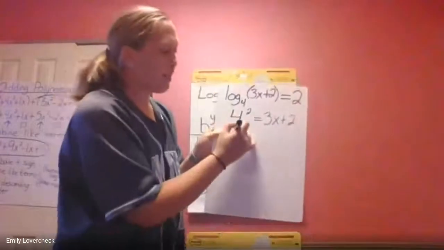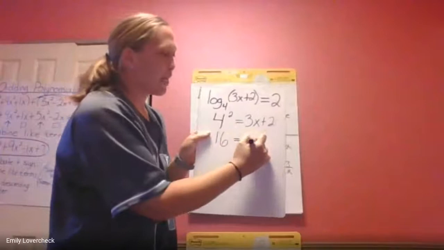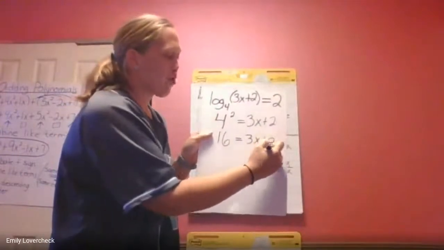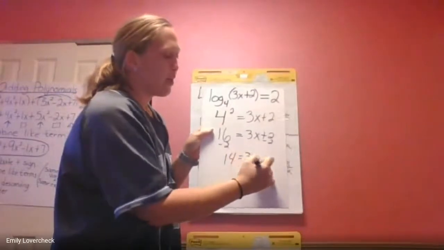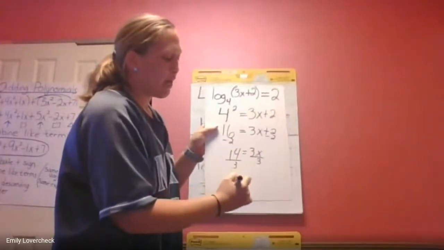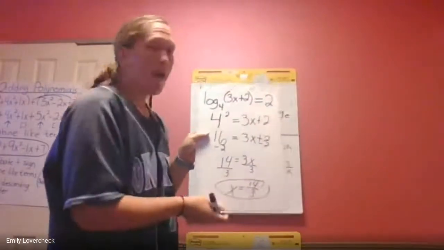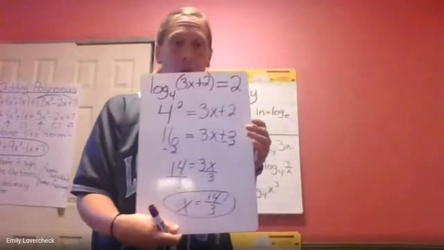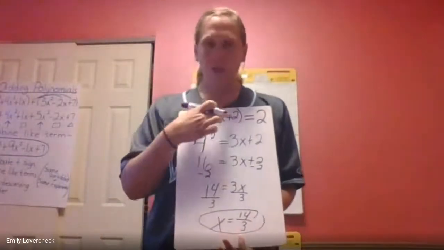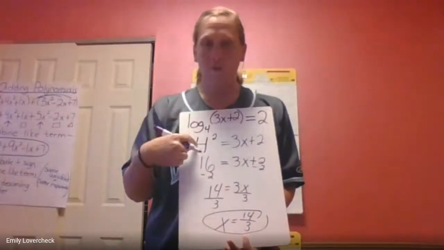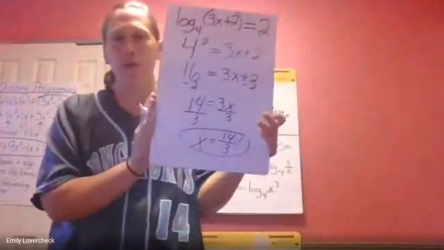So I know that 4 squared is the same thing as 16, equals 3x plus 2. I'm going to subtract 2, and I get 14 equals 3x. Divide by 3, and x equals 14 thirds. And when I plug that back in, it does work. Because I end up with 14 plus 2 is 16. When I change forms, 4 squared equals 16, so we're good. Okay, so my answer is x equals 14 thirds.